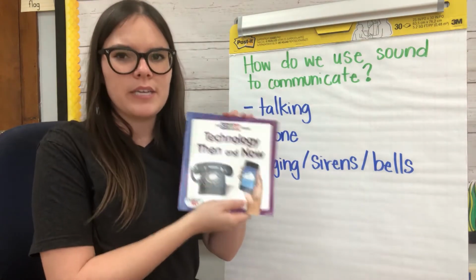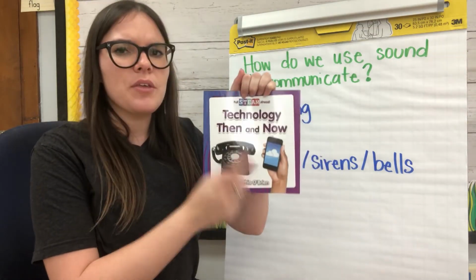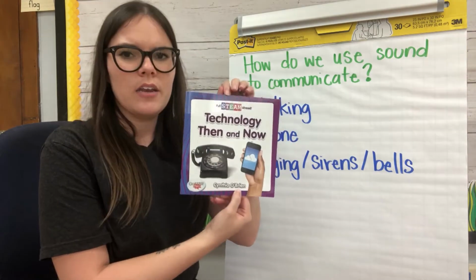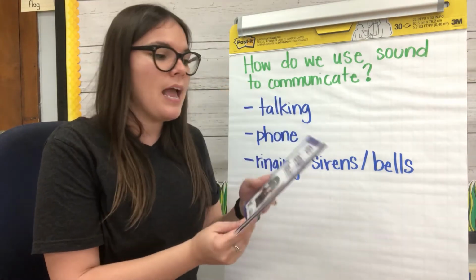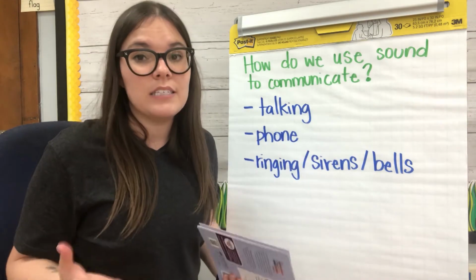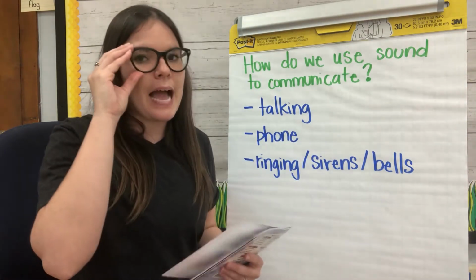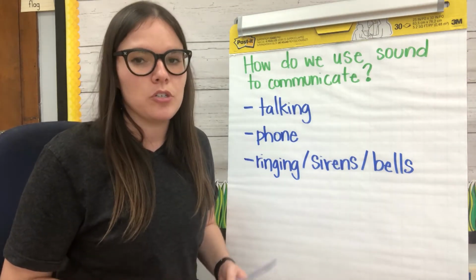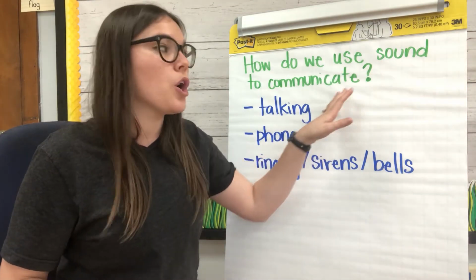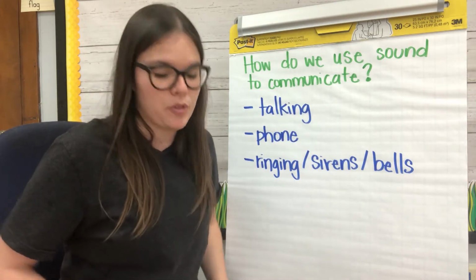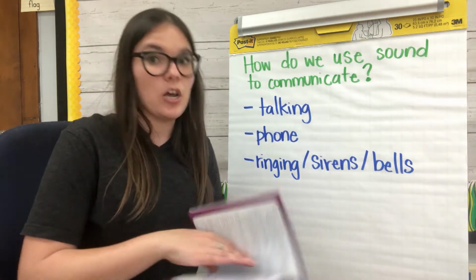So I have this book here. It's called Technology Then and Now. And it's by Cynthia O'Brien through the Crabtree Publishing. And it talks about all kinds of technology, but I looked through the table of contents because I wanted to see if there were any chapters about sound or communication. And I saw a few that I really, really want to read with you. So table of contents is always in the front.